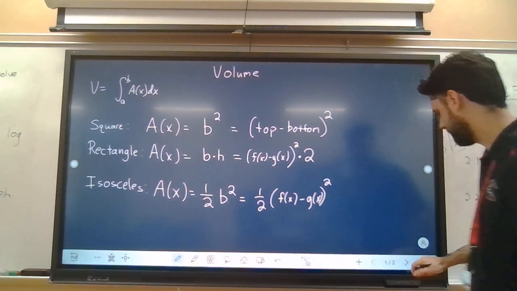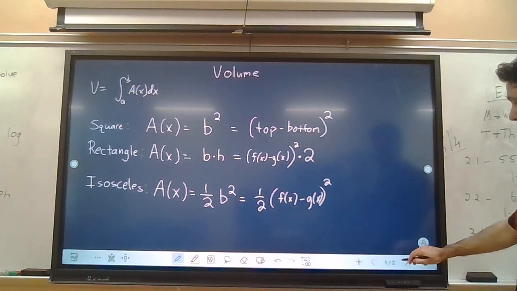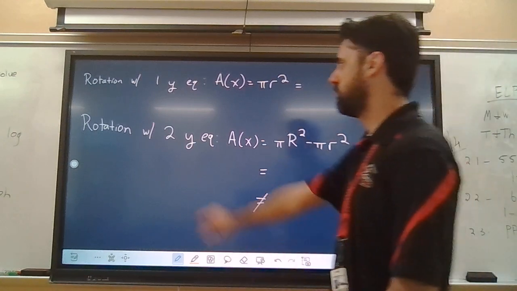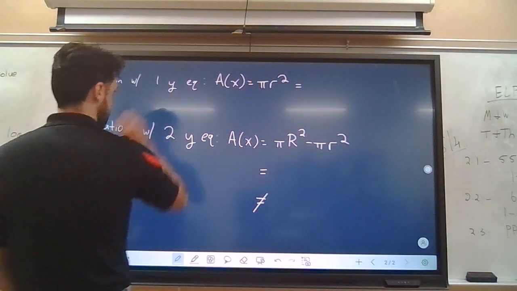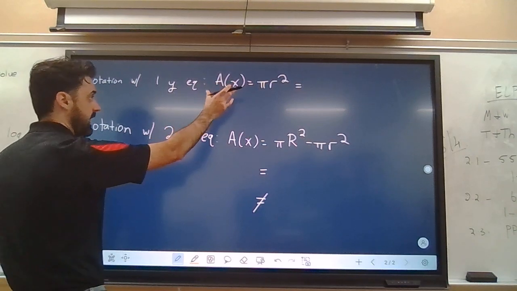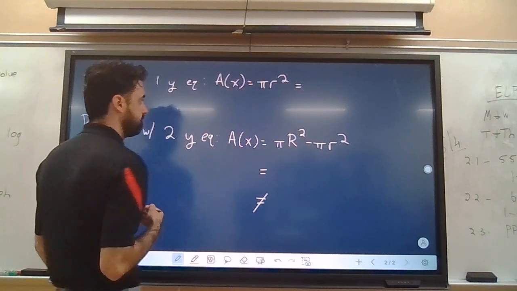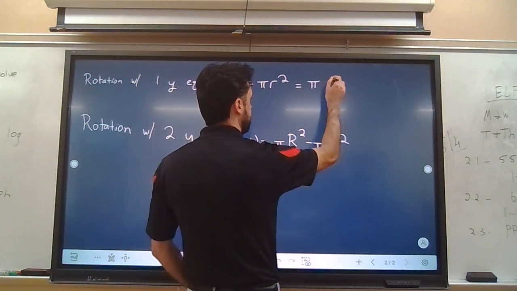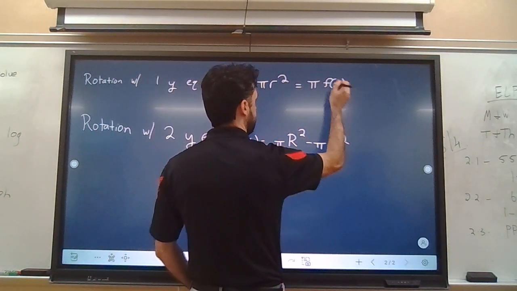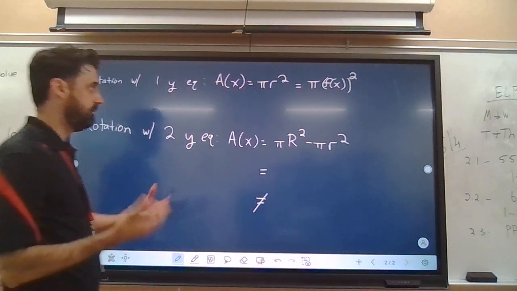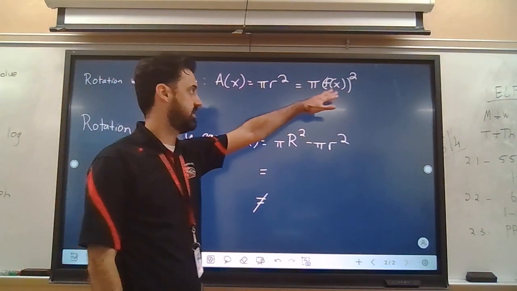Okay. Now, when do we use pi? Well, that would be when we have rotations. Okay, so if we have a rotation with one y equation, then it's going to give us one circle. So our area is just going to be pi r squared. All right, and so it would look like this. You'd have pi times f of x, and that f of x would be squared. Okay, you don't have two functions here, so it's not f of x minus g of x. It's just like this.